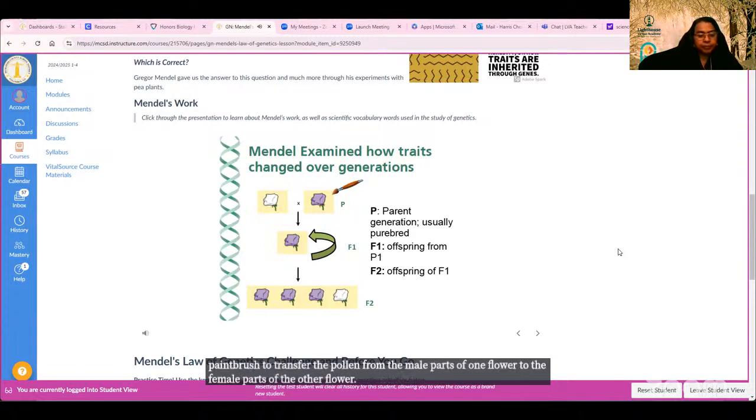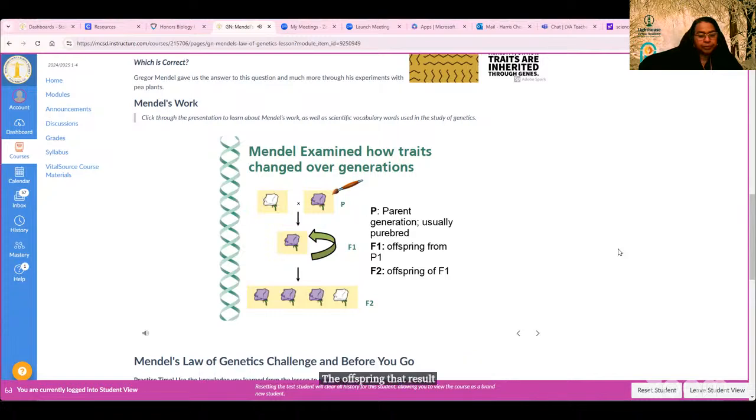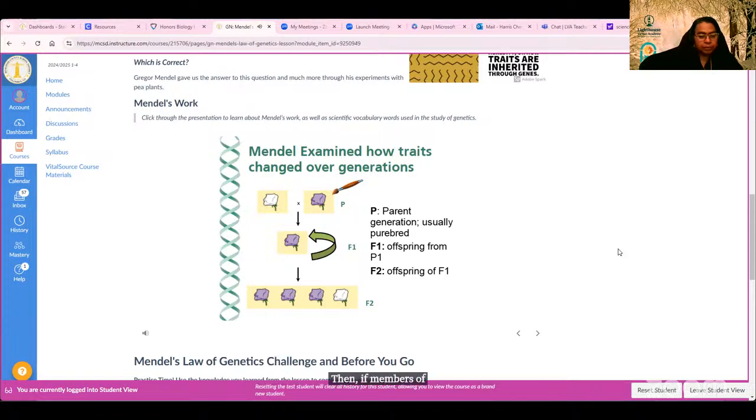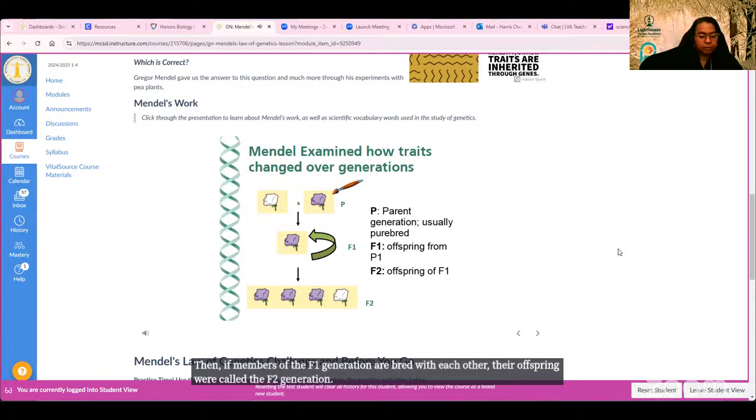The offspring that result from the P generation cross are called the first filial, or F1 generation. Then, if members of the F1 generation are bred with each other, their offspring are called the F2 generation, or the second filial generation.